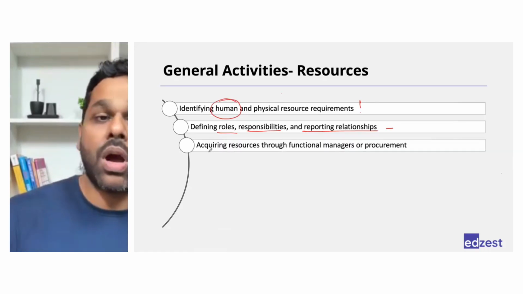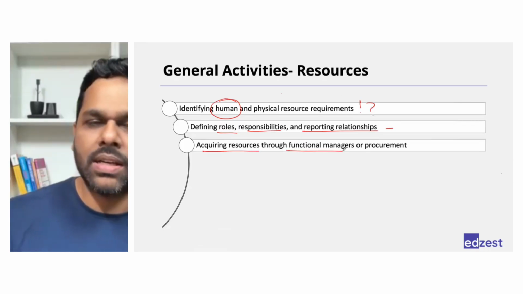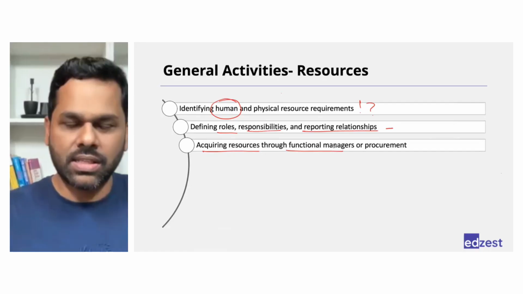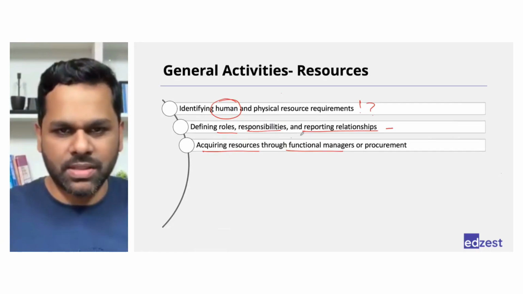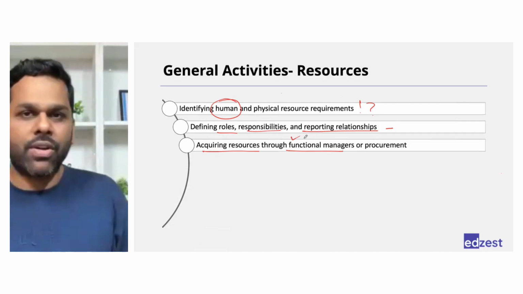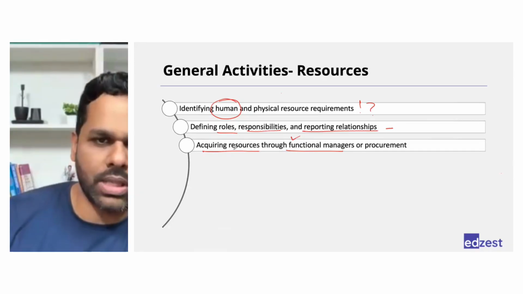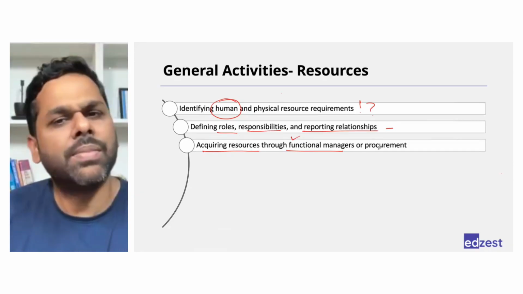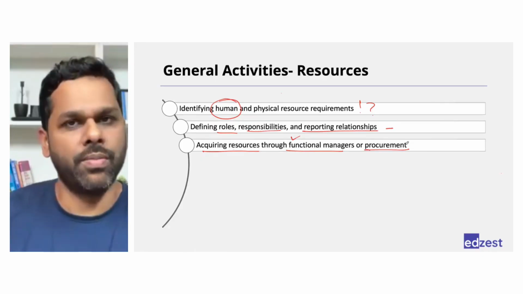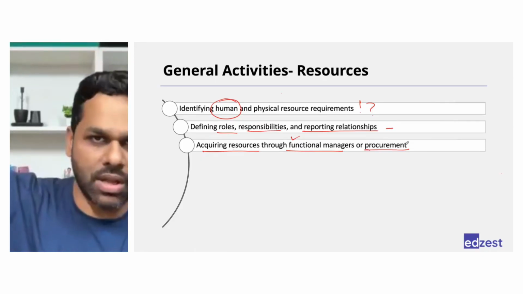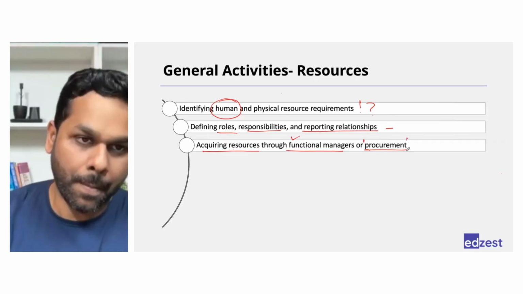We also need to acquire those resources we have identified. We discuss with the functional manager. We discuss and suggest that these are the people that we need. Depending on the availability, functional managers may agree, may not agree. Depending on whether they agree or not, we will have to have some more discussions with them, and then we'll be able to acquire the resources. Sometimes the resources might not be available within our organization, so we may have to hire the resources from outside the organization. That's where we will carry out the procurement activities.